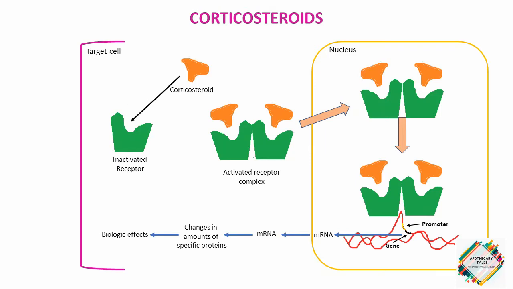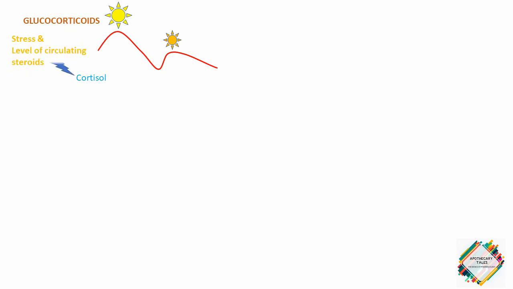In this section we're going to talk mainly about the normal actions and the therapeutic uses of the corticosteroids. First we're going to talk about the glucocorticoids. Cortisol is the principal human glucocorticoid. Normally, its production is diurnal, that means with a peak early in the morning followed by a decline and then a secondary smaller peak in the late afternoon. Factors such as stress and levels of the circulating steroid will influence its secretion.